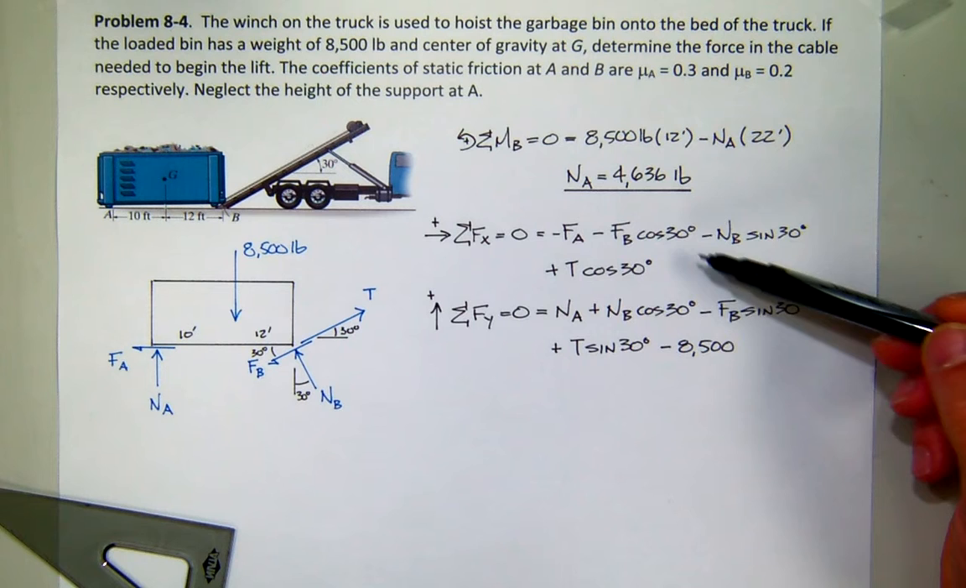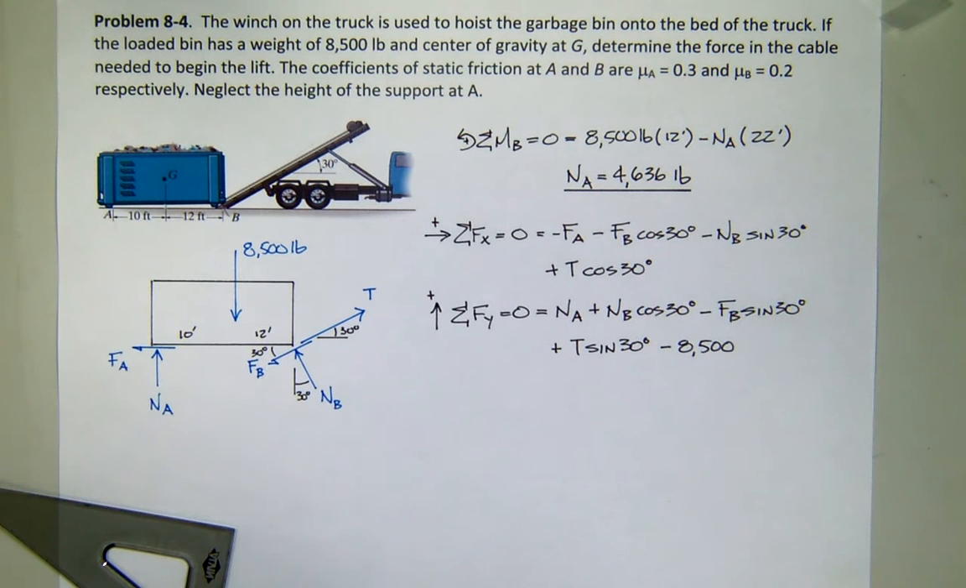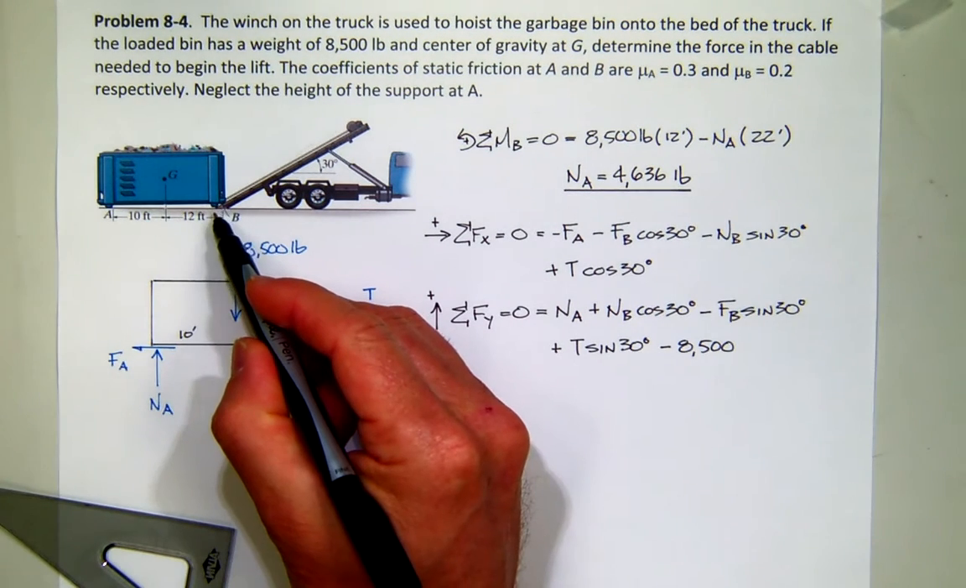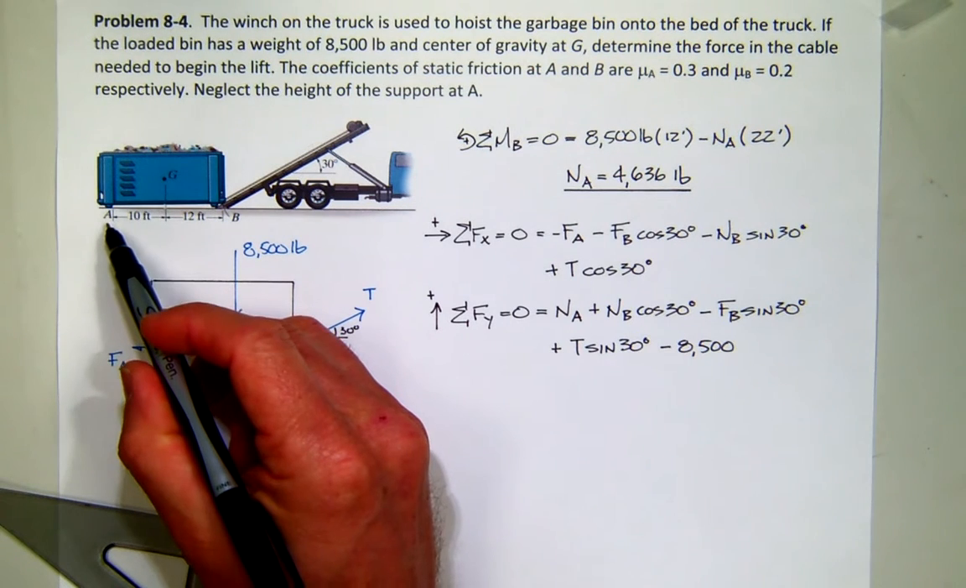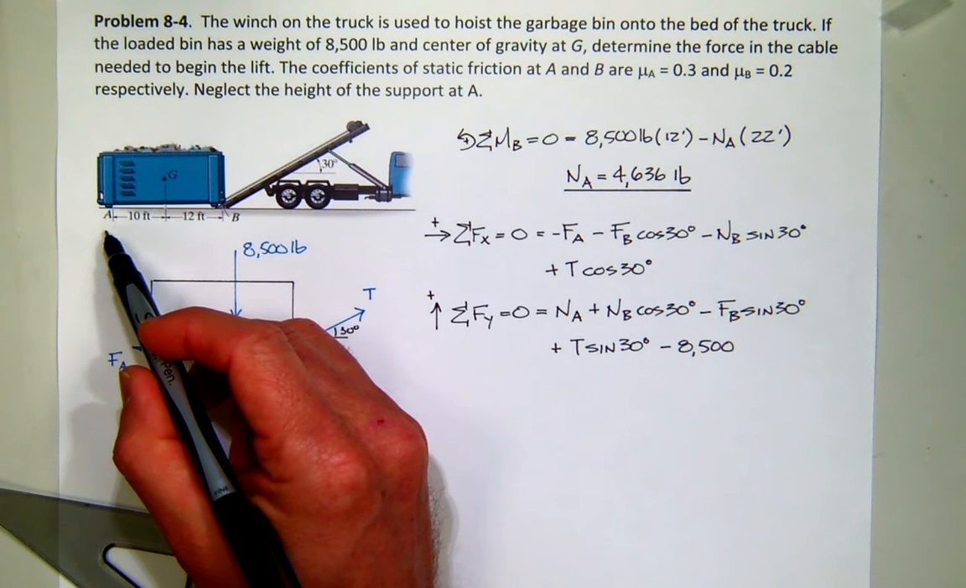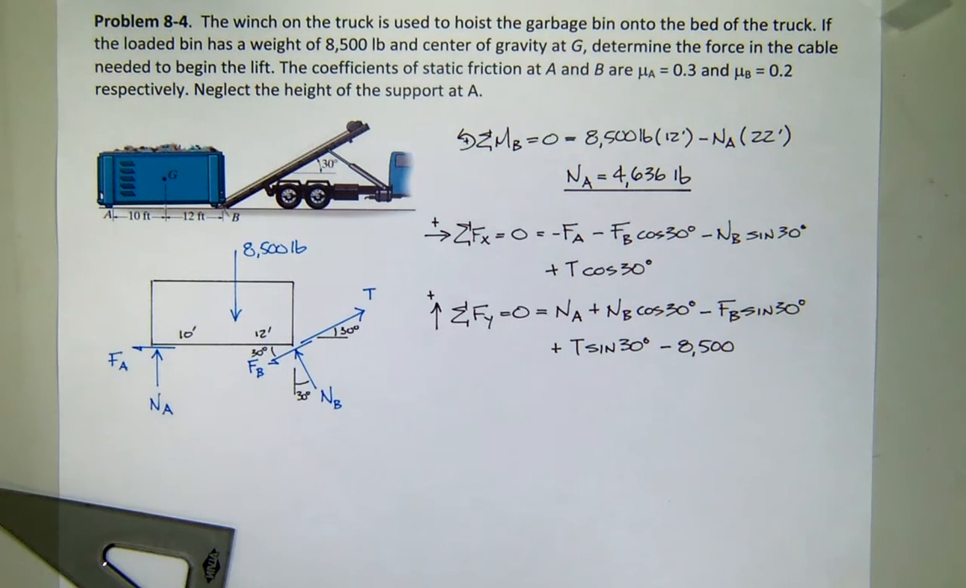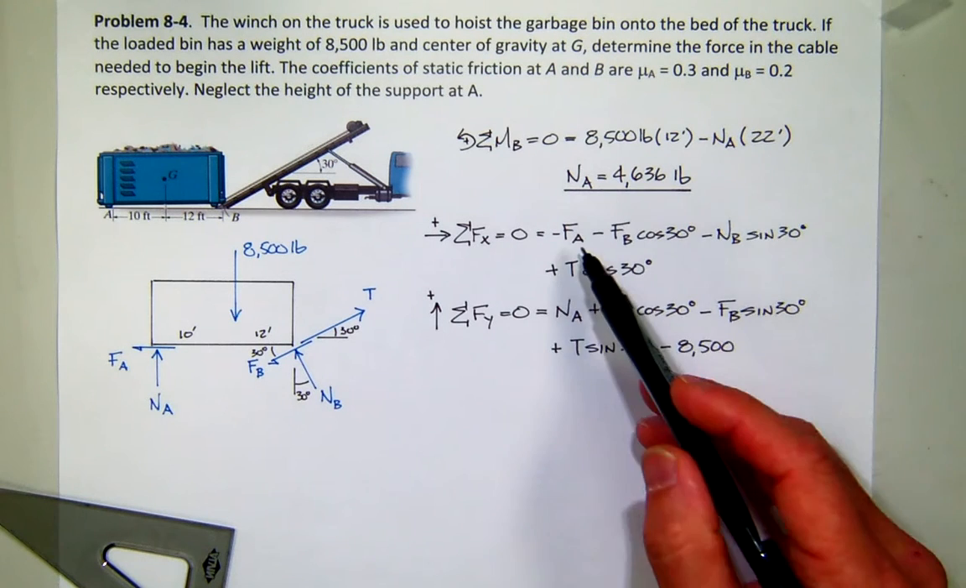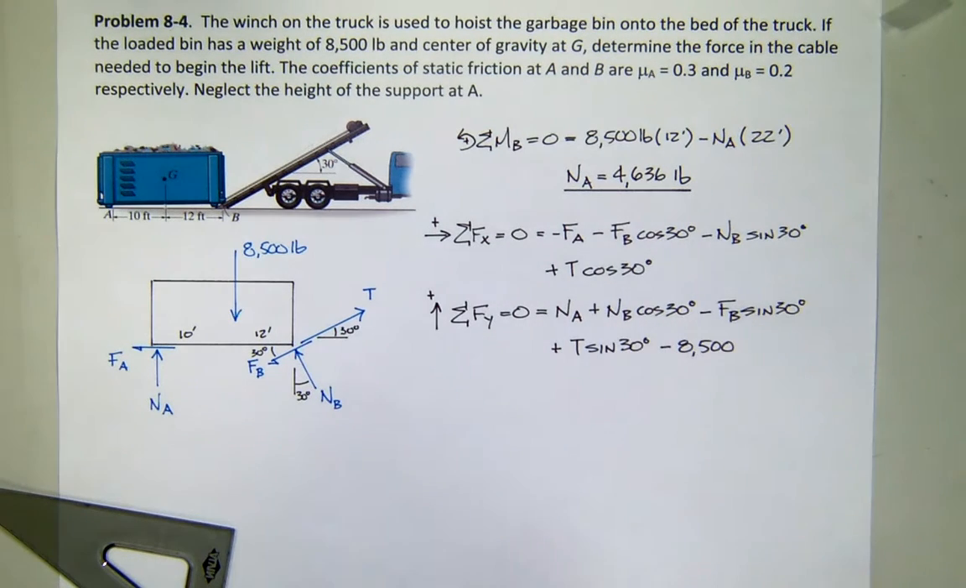I haven't made any assumptions yet, so I'm going to have to go back and add something to this. I'm going to have to assume that both friction forces have reached their max because we've got impending motion. So as I start to move at B, I have to also start to move at A. So it looks bad now. I have two equations in 1, 2, 3, 4 unknowns.